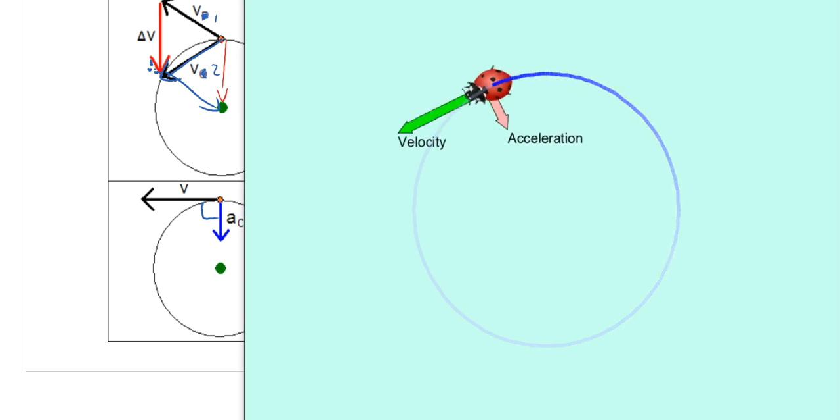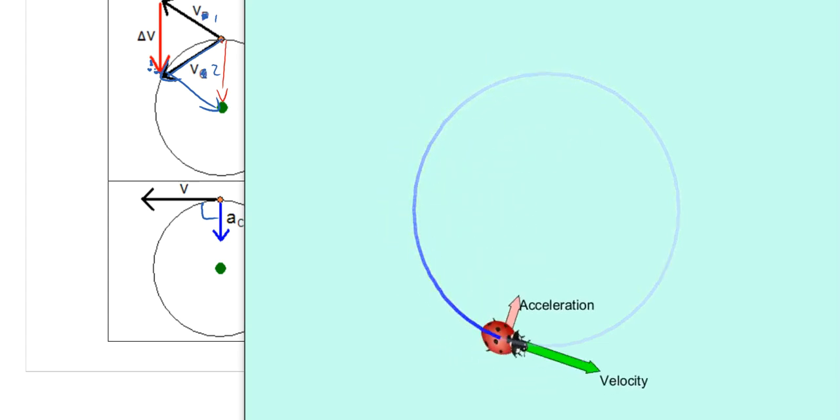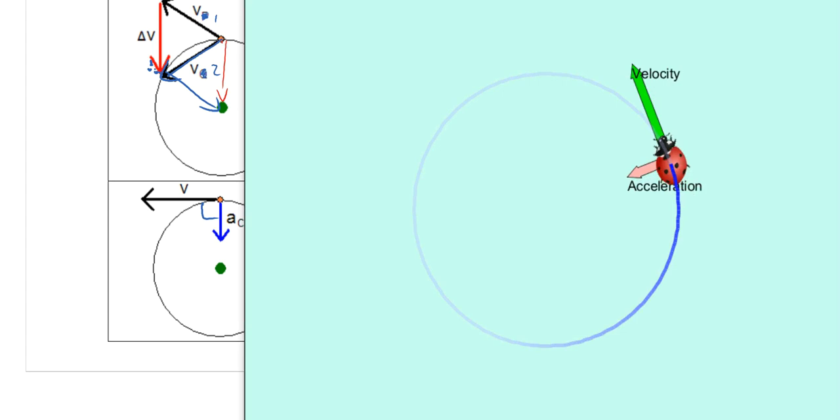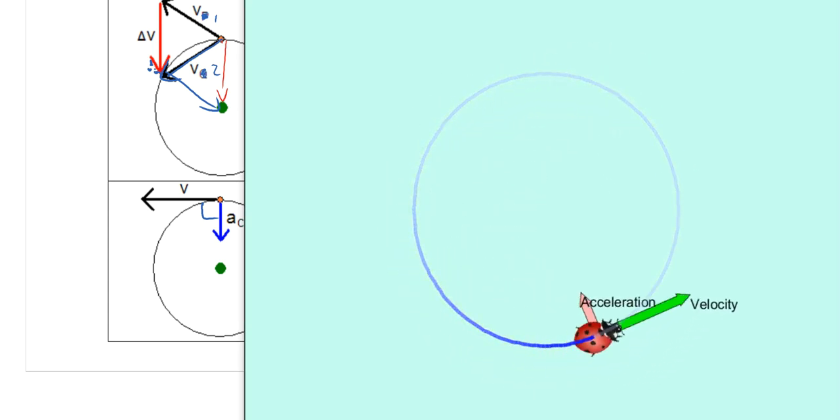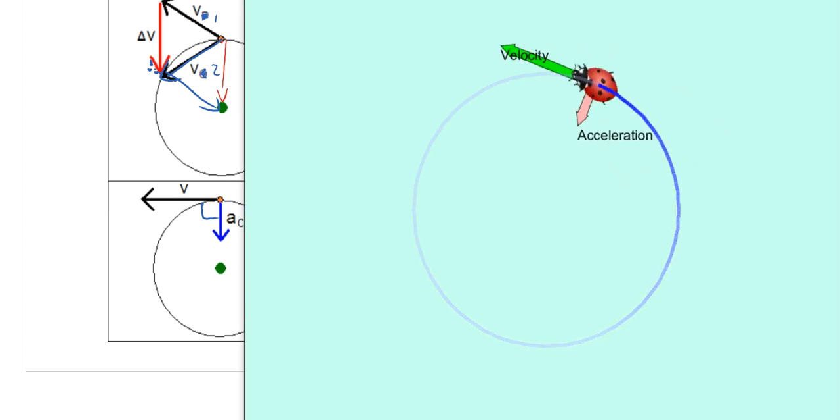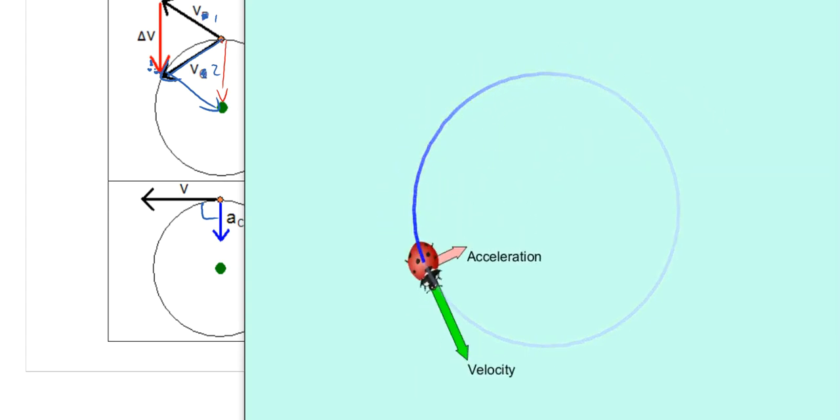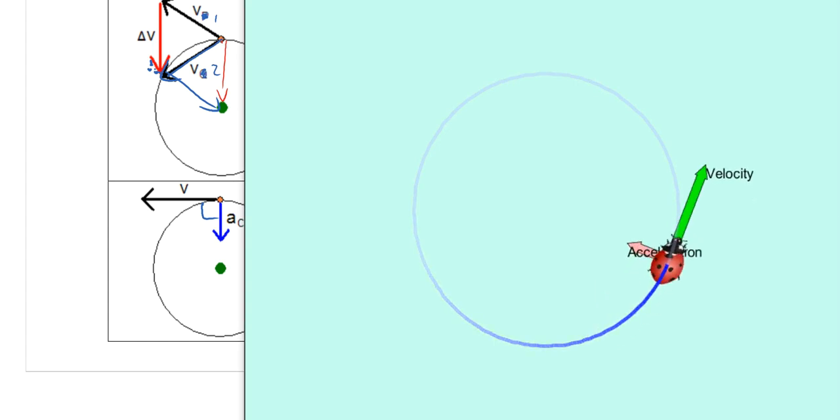So that's one of the key differences between circular motion and all the other motion that you guys have done, is the two are always perpendicular. So it's always about changing the direction of the motion, not the speed of the motion. All right, and that's the basic fundamental idea behind centripetal acceleration.